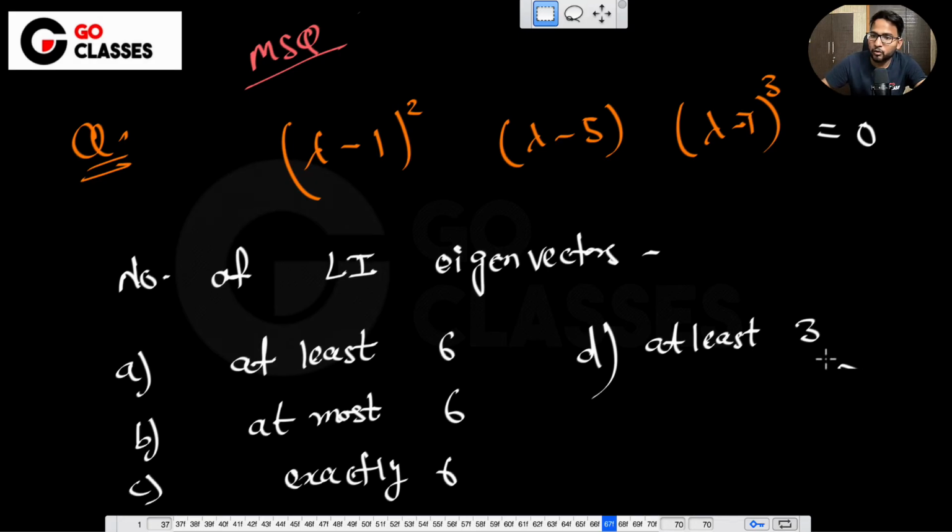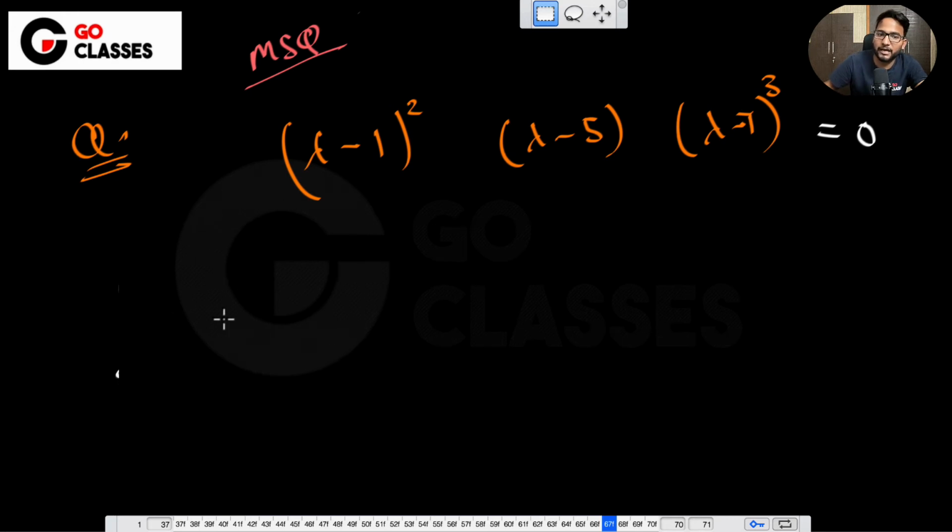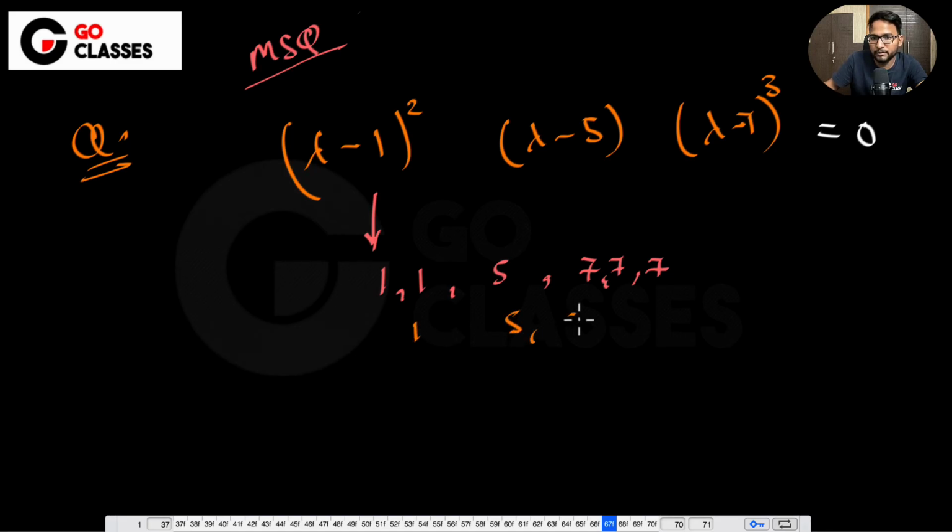Now, as I told you, if you have different eigenvalues, which means here you have 3 different eigenvalues, right? So maybe I can go to the next page, and here let me tell you how many different eigenvalues you have. Here you have 3 different eigenvalues. One is lambda equal to 1, which is repeating 2 times. Another one is 5. Another one is 7, which is repeating 3 times. So basically you have 1, 5 and 7, 3 different eigenvalues.